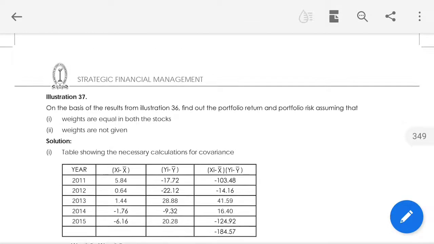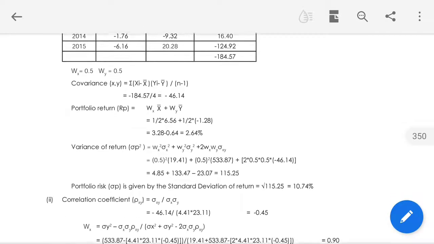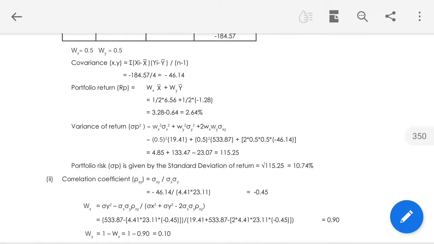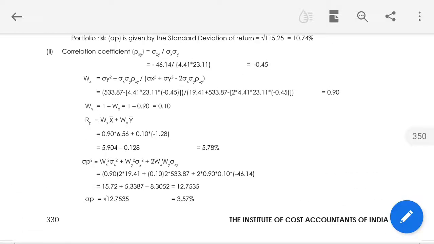In the second scenario, weights are not given, so we need to calculate the portfolio return and portfolio risk. Portfolio risk is nothing but standard deviation. Okay, so the return on portfolio is the same as for the first question, that is 2.64. No need to calculate that further. So let us get into that.